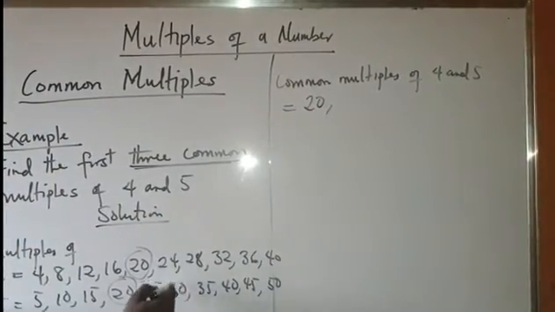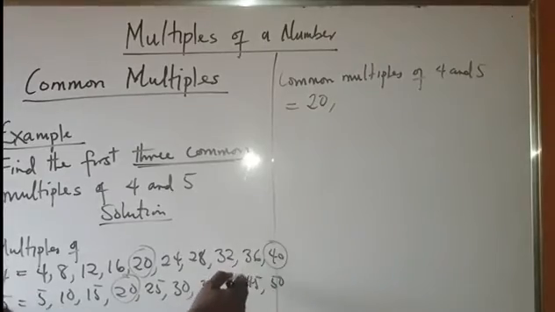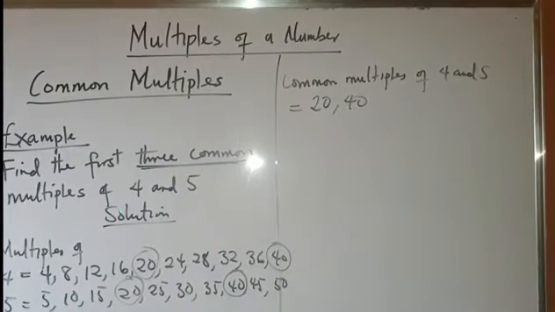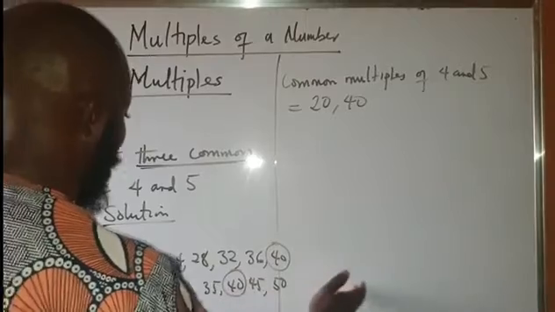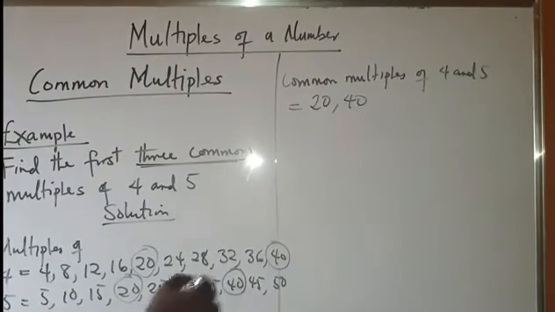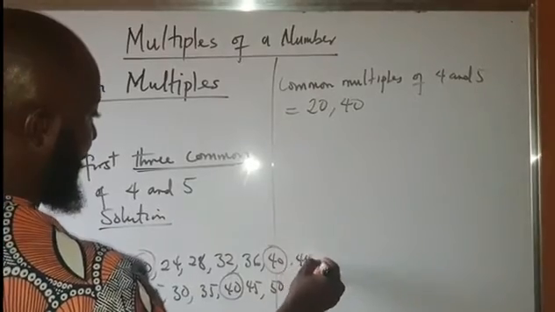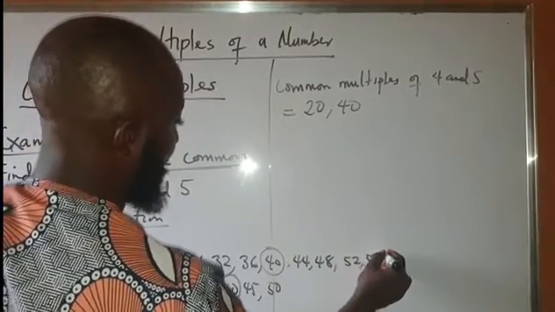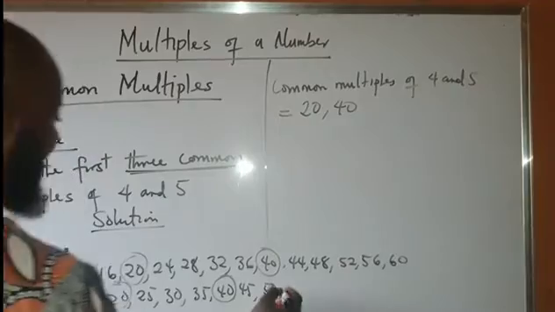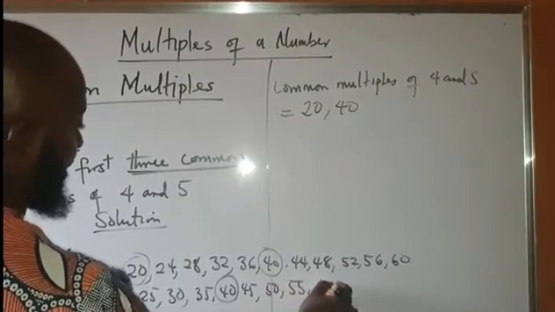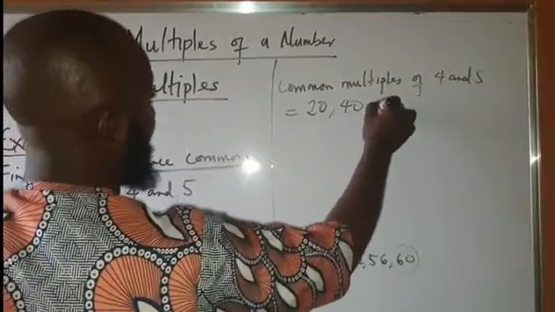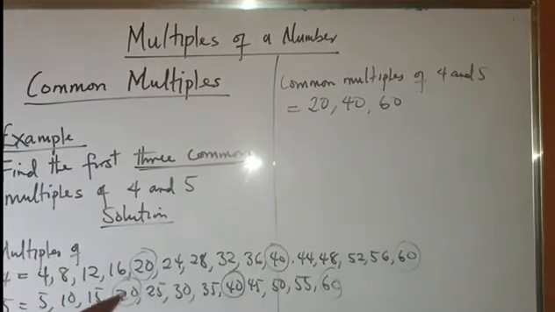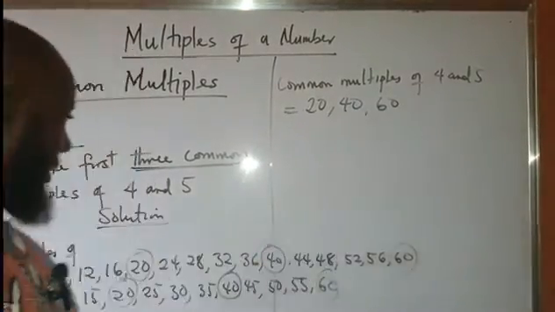Then 40 is common, right? Do you have any other one that is common? No. So which means we still need to extend this, right? So in that case, let's extend this one. This will be 44, 48, 52, 56, and then 60. When we extend this one, that is 55, 60. So 60 is common. So the first three common multiples of 4 and 5 are 20, 40, and 60.